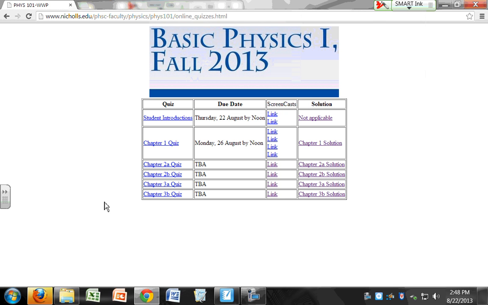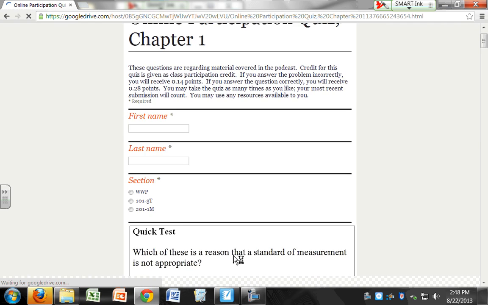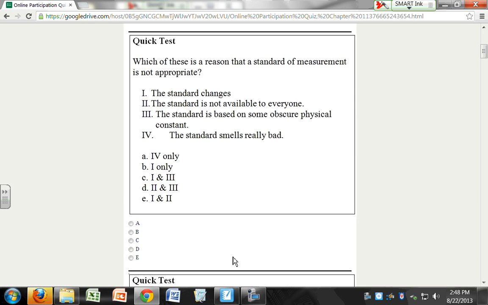All right, let's see. This is the Chapter 1 quiz solution. Which of these is a reason that a standard of measurement is not appropriate? If either this is true or this is true, then that standard is not a good standard of measurement. If it changes or it's not accessible, so that is E.